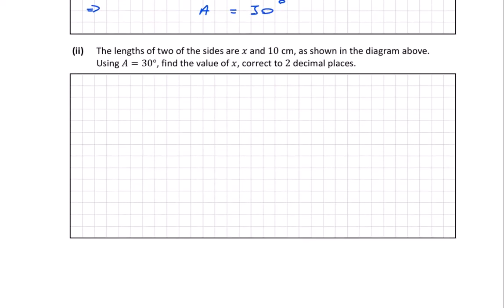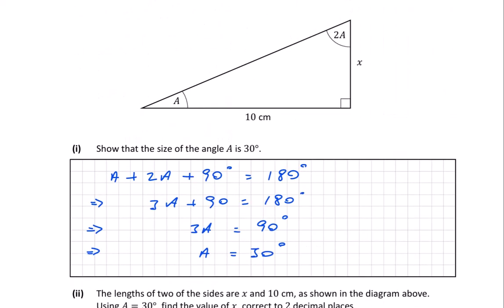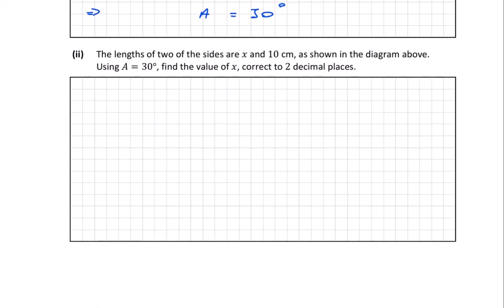Part B then: the lengths of two sides are x and 10 centimeters as shown in the diagram above. Using A is equal to 30 degrees, find the value of x correct to 2 decimal places. So we have x out here, which is the opposite. This is 30 degrees here. So this here is the opposite and this is the adjacent. So what I'm going to do is use tan of 30 degrees is equal to x over 10.